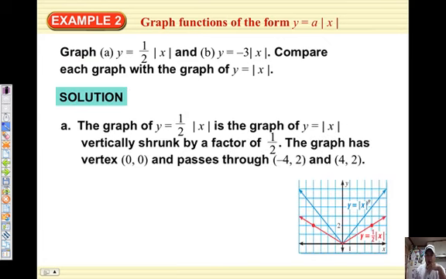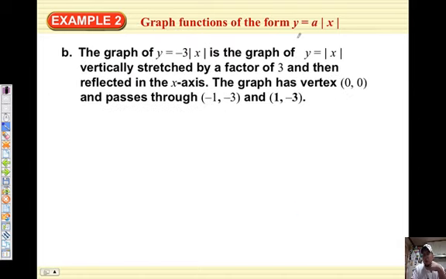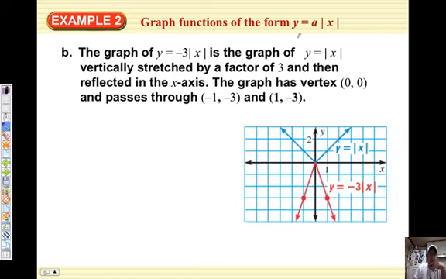Okay, here's the 2 things. 1/2 x. Notice they're comparing the first one to the parent. Here's the parent. Here's the first one, right here. Okay? It's wider. It's a vertical shrink. Okay? Alright, vertical shrink. Has those 2 things. Not a reflection. Didn't flip down. No reflection there. The second one, -3.